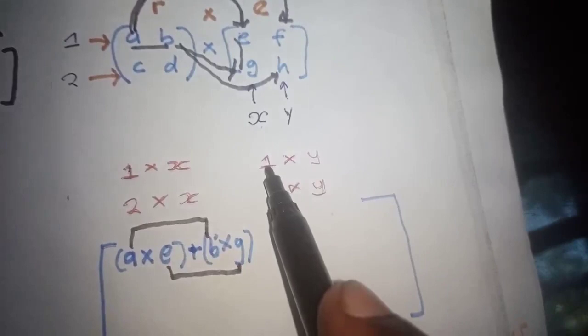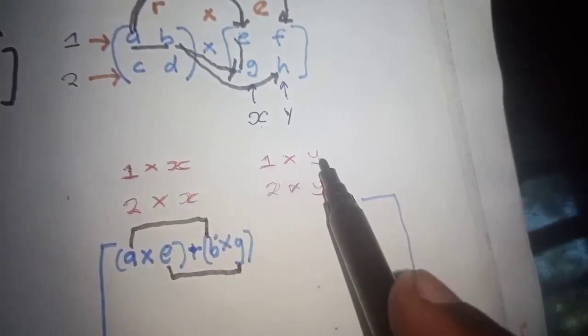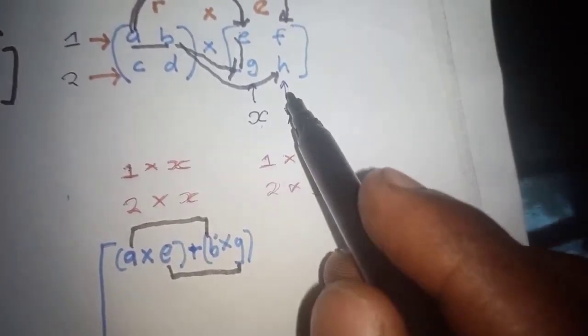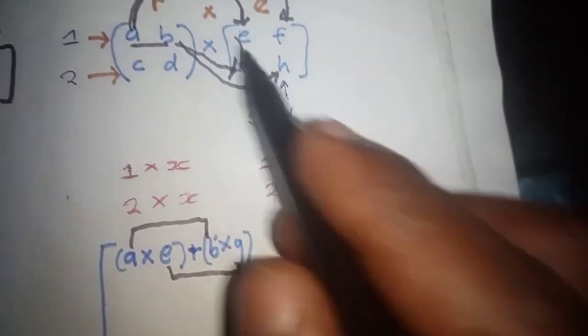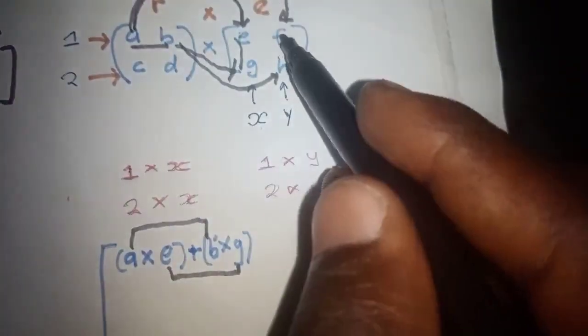Here again we're saying row 1 should multiply with column Y. Y is here. Again, A multiplies with the number on top.